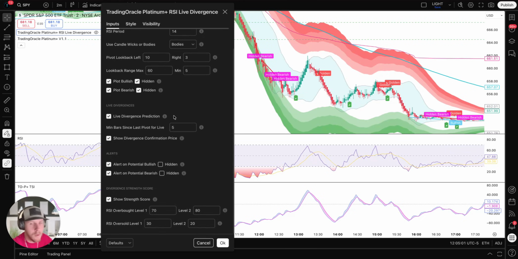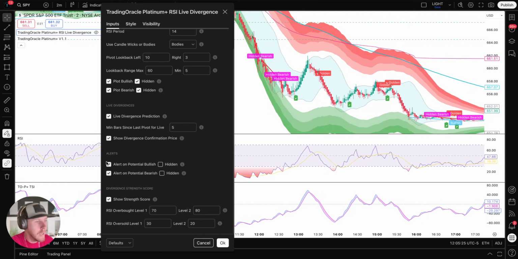The live divergence prediction is basically just it gives you a little bit of a head start into a divergence that may be forming, and it has a strength score there as well. And I always recommend, probably don't pay too much attention to it unless it's a 5 or above. If it's a 2 or 3 or something like that, I really wouldn't pay much attention to it, because 9 times out of 10 it's probably going to be a choppy market, and you don't really want to be in the market at that point anyway.